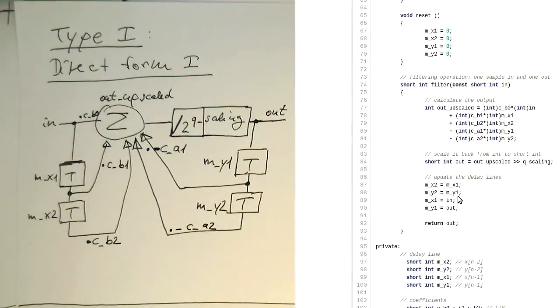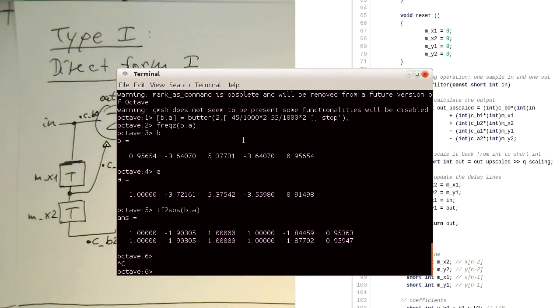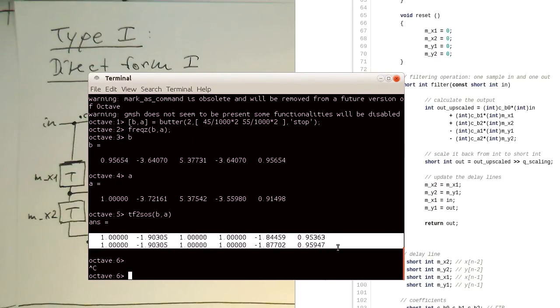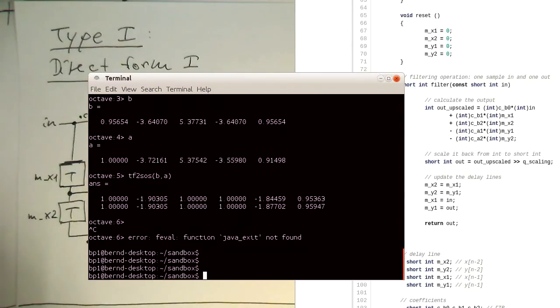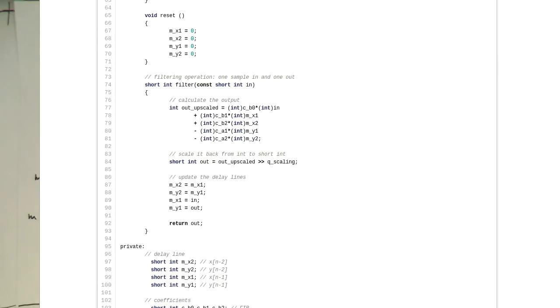As I said, as a demo, we can filter out 50 hertz out of an ECG again. So that's what we do now as a demo here. Let's just get this back in. Remember, these were the coefficients we have generated. Now let's check out this C program from GitHub.